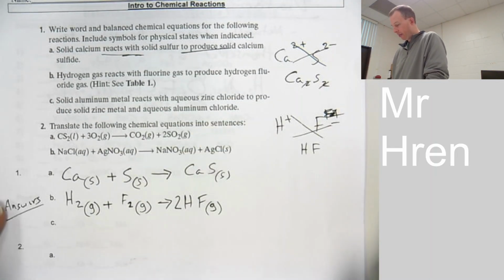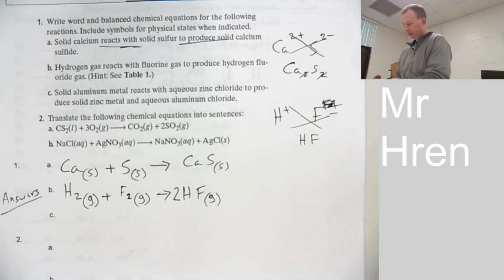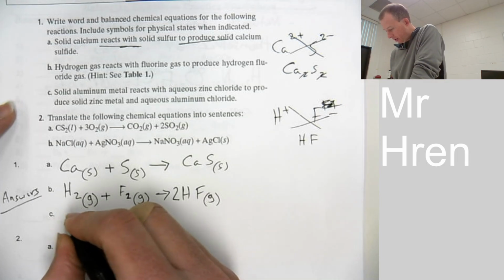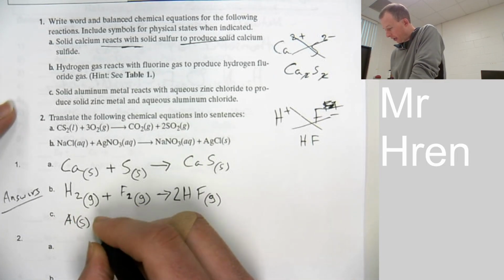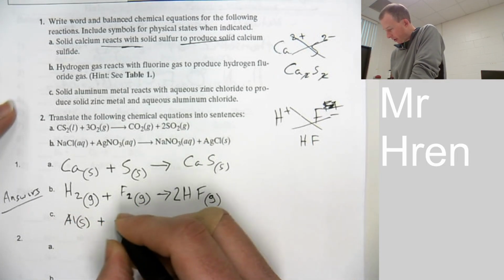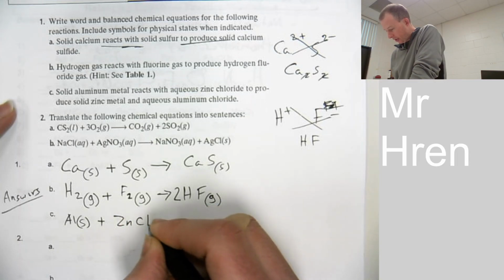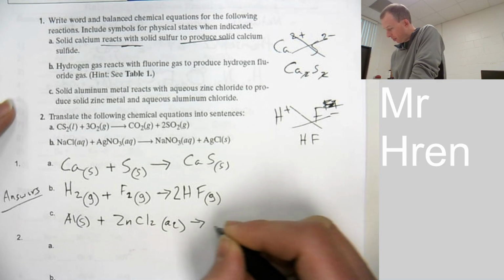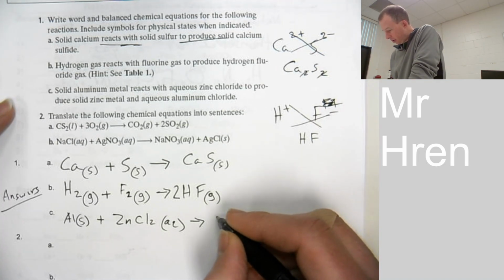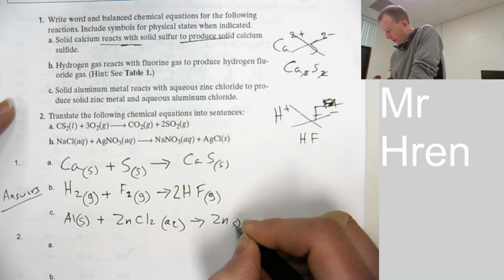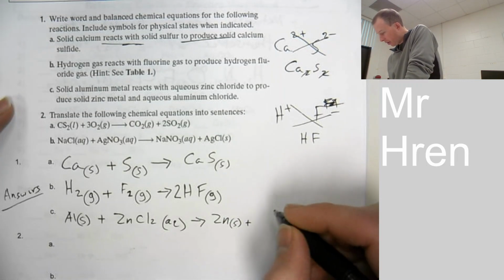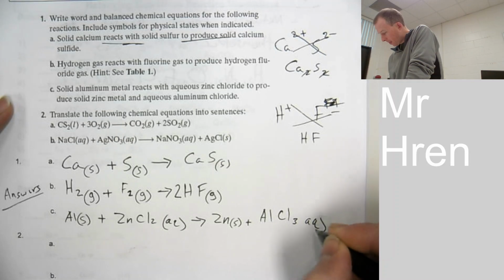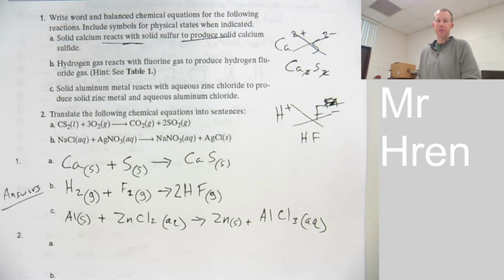The rest of these you're going to go through and do the same thing. C is going to be the same thing. I won't give some grand explanation on it. So metal solid reacts with zinc chloride aqueous to produce solid zinc plus aqueous chloride. So that's what C should look like.